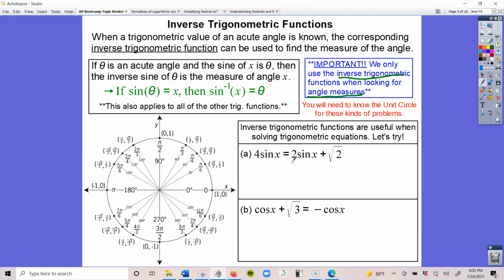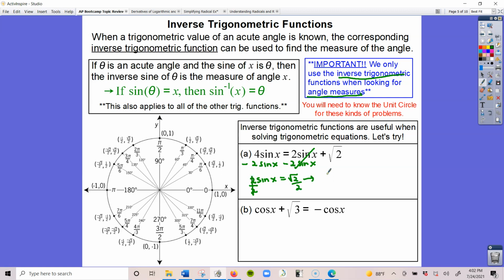So we're going to subtract this 2 sine x over to the other side, so that we can combine, because these are like terms. So 4 sine x minus 2 sine x is 2 sine x. And that's going to equal the square root of 2. Now we divide by 2.